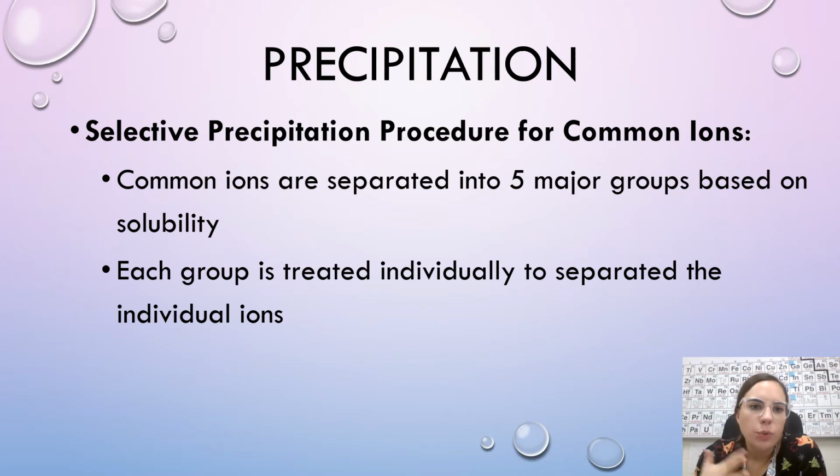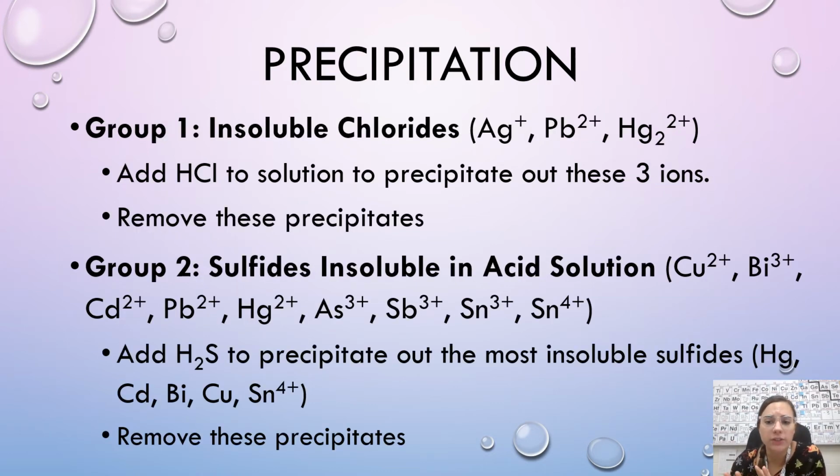Okay, so when we are trying to do selective precipitation, we follow a procedure based on the different solubilities that we know of for common ions. What we've done is separate them into 5 major groups, and then we try to precipitate out each group one at a time. In a solution that we're trying to take these ions out of, we're typically not going to have all the ions present. There's only going to be a few ions, and typically only 1 per group, okay?